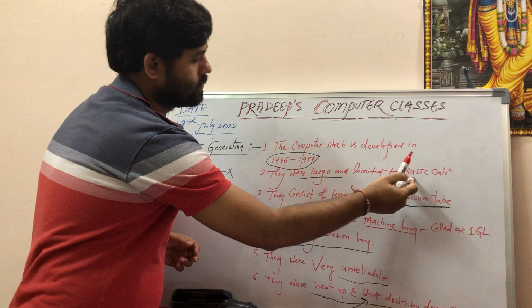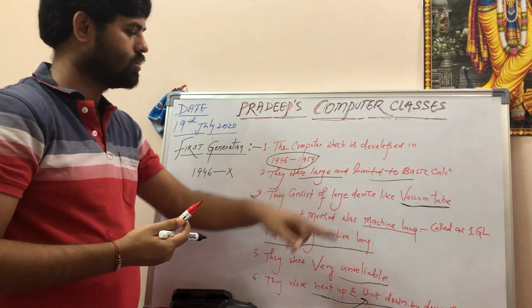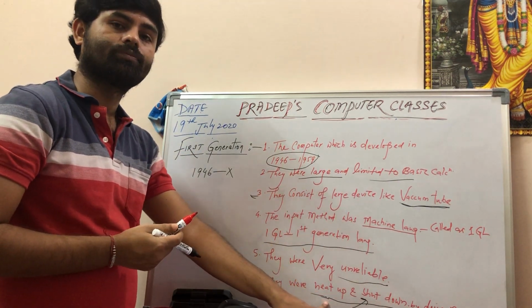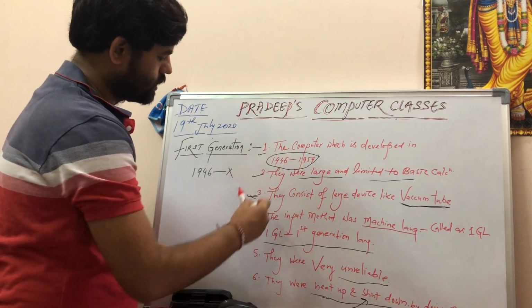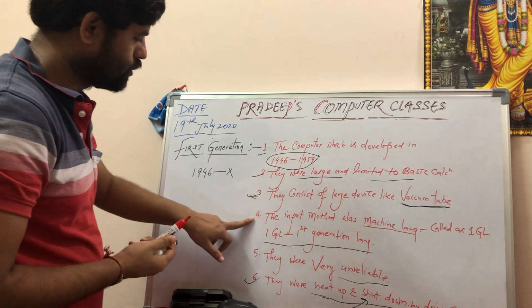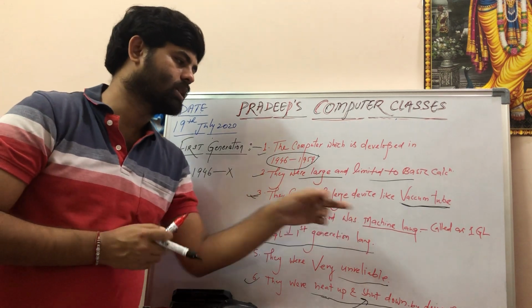Why is it limited to basic calculation? Because if you do advanced calculation, it will shut down. Okay, so you are clear with the first point, second point, third point, sixth point. The fourth point is that the input method was machine language.